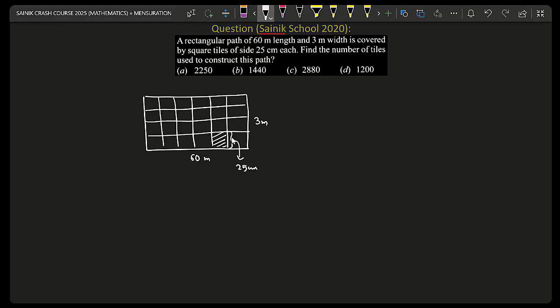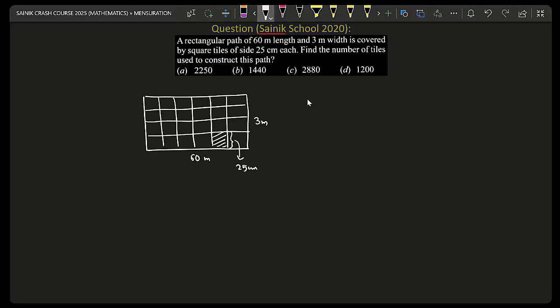Sir, first 60 meters multiplied by 3 meters. Why are you multiplying? Sir, because we want area, and the tiles' area, and divide, to see how many tiles. Very good. So the number of tiles is equal to the area of the rectangular path divided by the area of each tile. So what is the area of the rectangle?